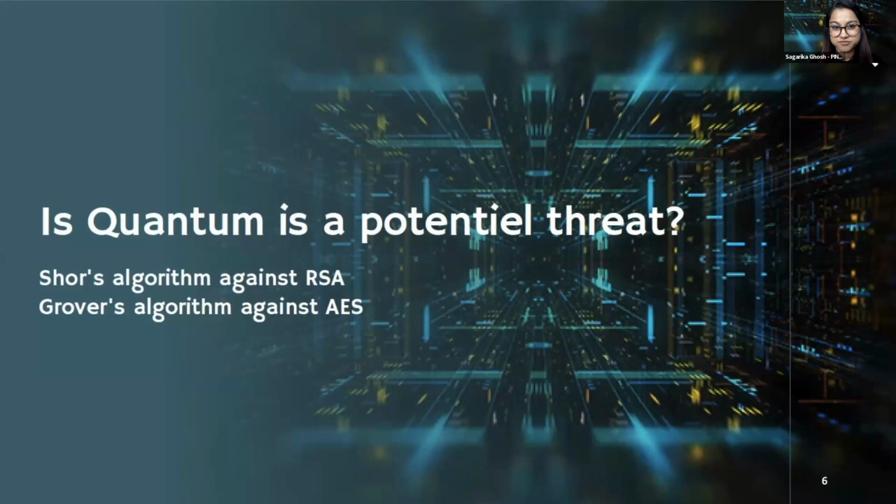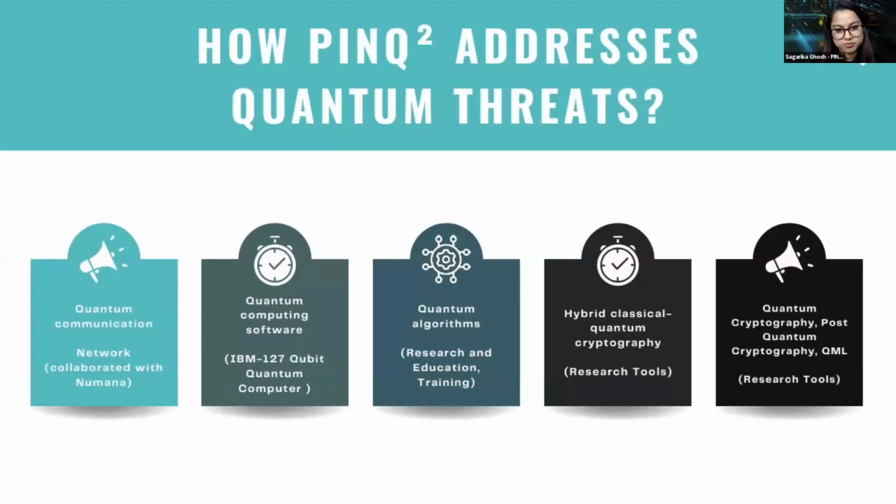So how does PinQ2 address these problems? Well, we are converting the theory of quantum computing and cryptography into practice. How? We are collaborating with Numana, which is planning to launch its first quantum communication network by optical fiber in Sherbrooke. It will be an open testbed for industry and research institutions. And PinQ2 is going to operate the first quantum computer, not only in Quebec, but also in Canada. The system will be based on IBM's Quantum System 1 architecture, and we will have access to 127 qubits.